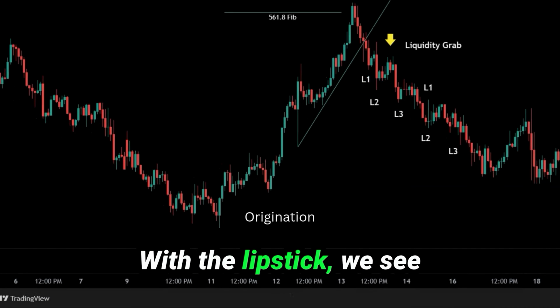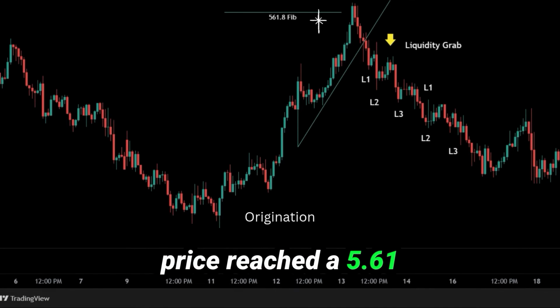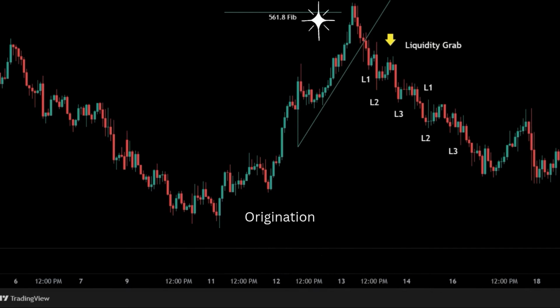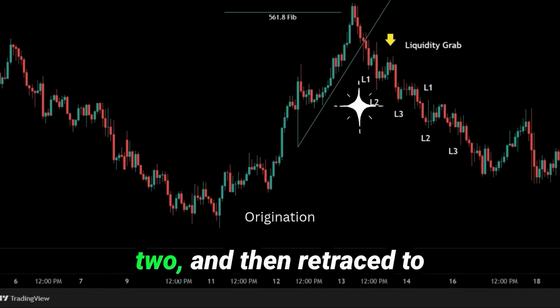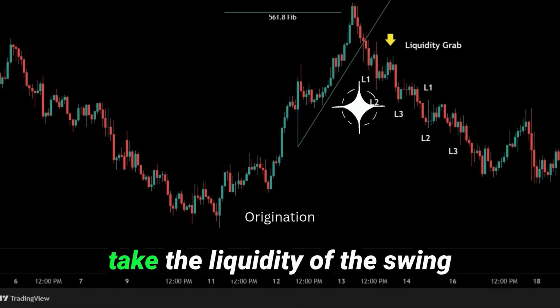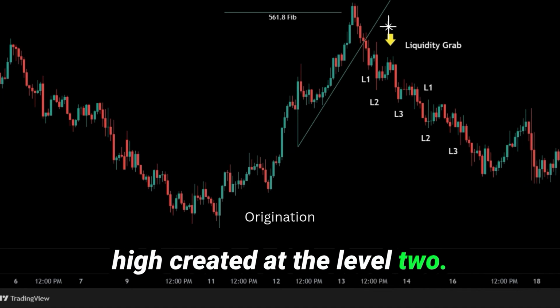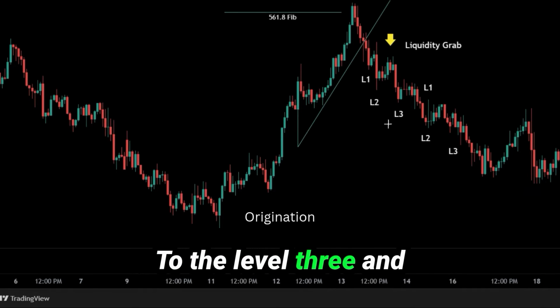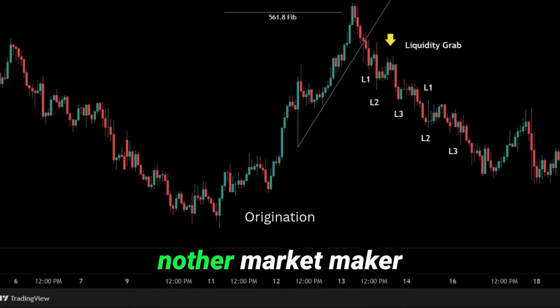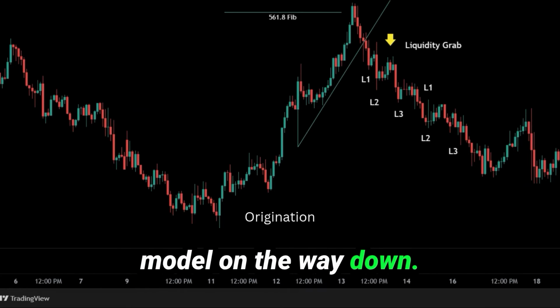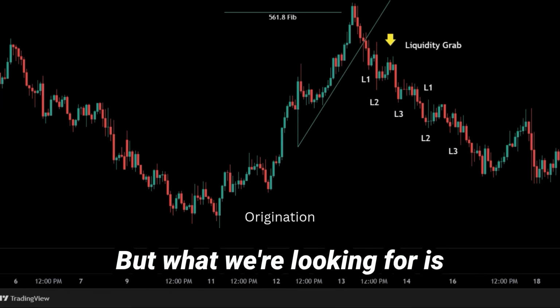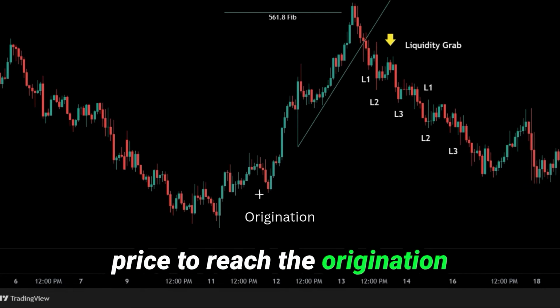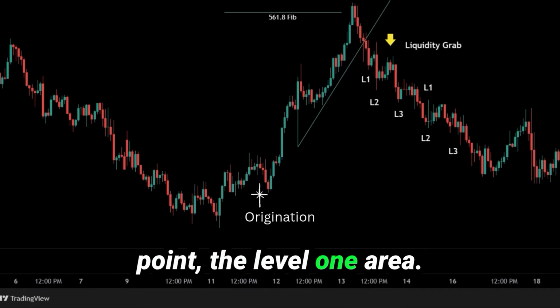Here's the chart with the lipstick. We see price reached a 561 Fibonacci extension. Then it broke a trend line, created a level 1 and a level 2, and then retraced to take the liquidity of the swing high created at the level 2. Then price moved down to the level 3 and then created a whole other market maker model on the way down. But what we're looking for is price to reach the origination point, the level 1 area.